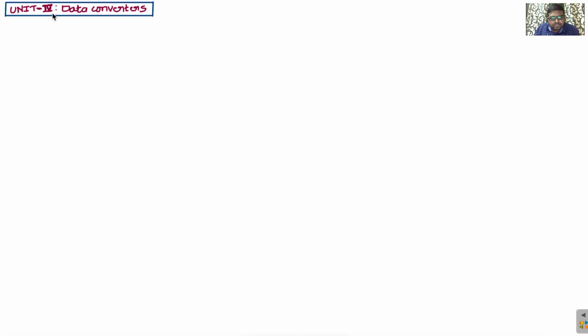One is digital to analog data converters. First one, digital to analog converters, otherwise D to A converters. So D to A means digital to analog converters, which can be realized in two ways. One is weighted resistor type.